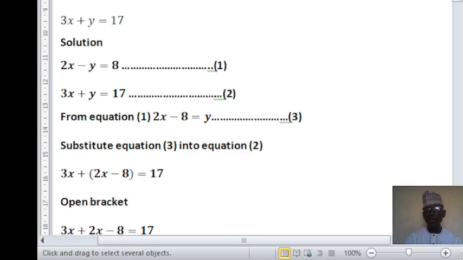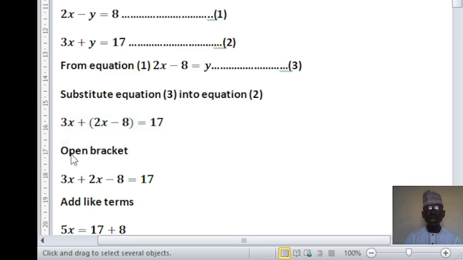From there, we now open our bracket. We use this plus to open the bracket. Plus times plus, we bring down our 3x. Plus times plus, 1 times 2x, you have 2x. Plus times minus, you have minus. Then 1 times 8, you have 8, equals 17.